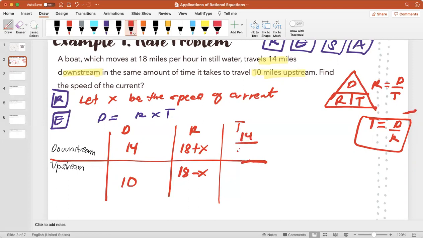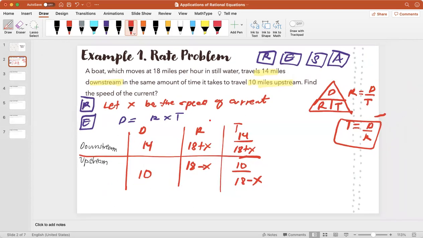That's 14 over 18 plus x, and then the other one is 10 over 18 minus x. So this would be our table, the DRT table for the rate problem. That's our table, and we can make use of this in order to find our equation based on the idea that the same amount of time is taken for both downstream and upstream.